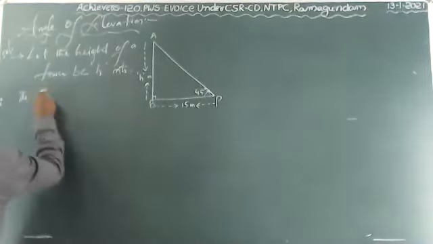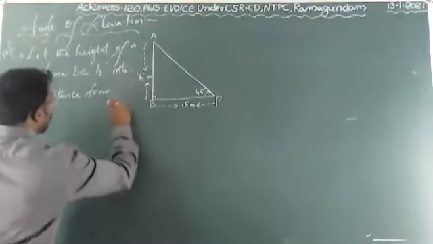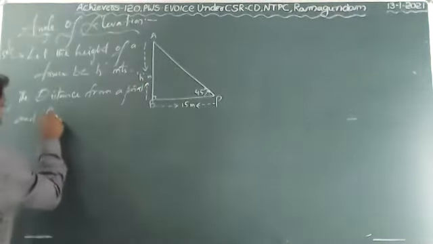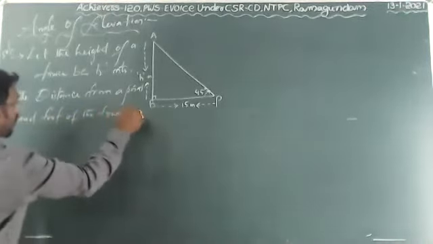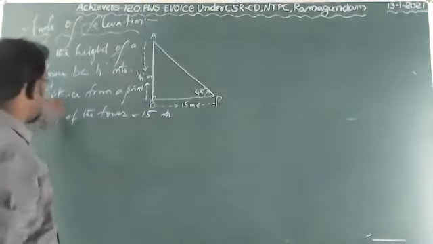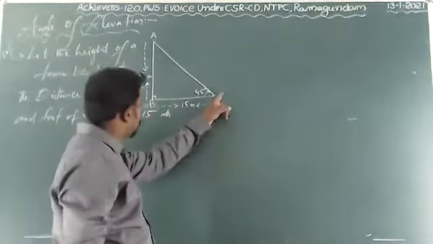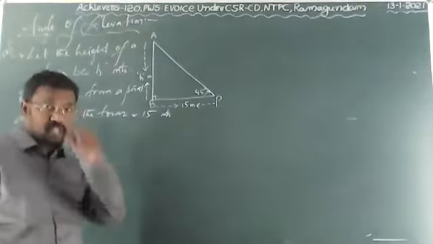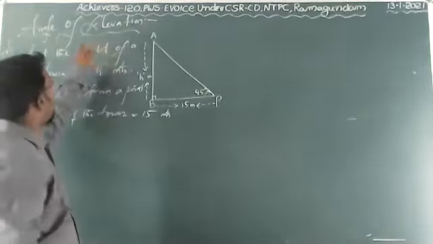The distance from a point and foot of the tower. How much is given? 15 meters. The distance from a point and foot of the tower is 15 meters. And one more step is there. What is that? That is what we are doing today, angle of elevation.